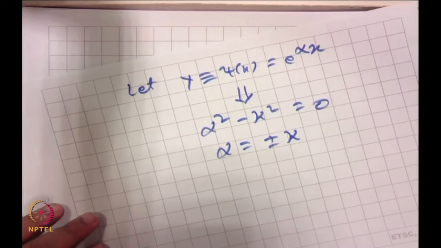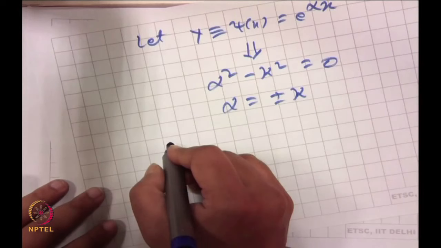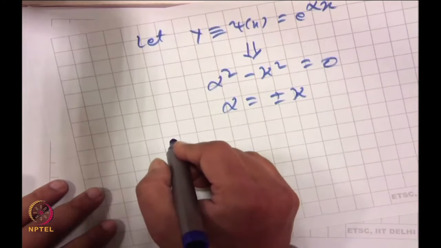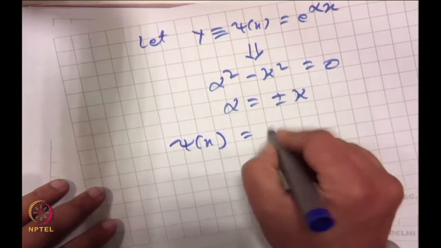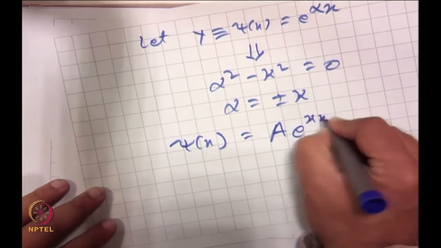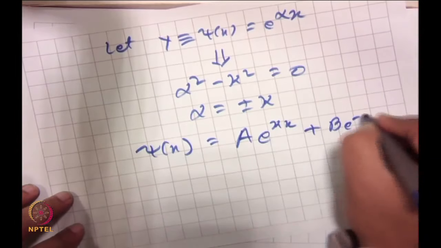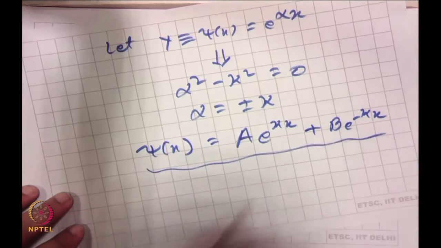Because both alpha equal to plus kappa and minus kappa would be a solution of the equation, what can we write now? What did we write last time? I can write psi of x, the one we are going to solve, is equal to A e to the power kappa x plus B e to the power minus kappa x. This is a solution for psi of x.